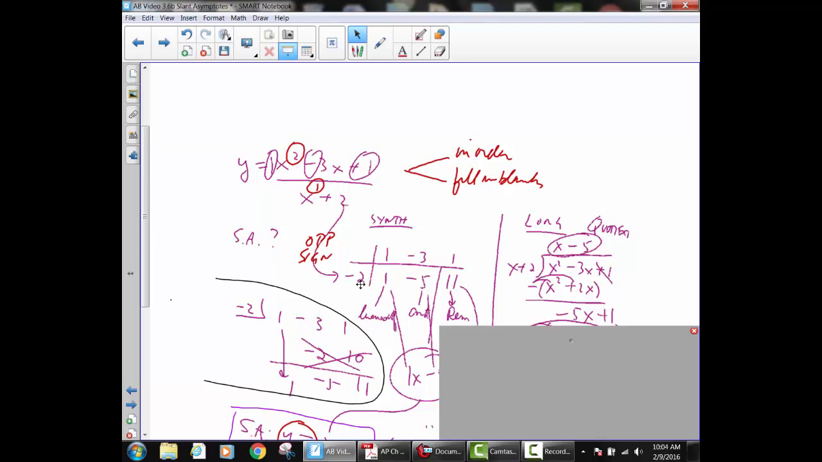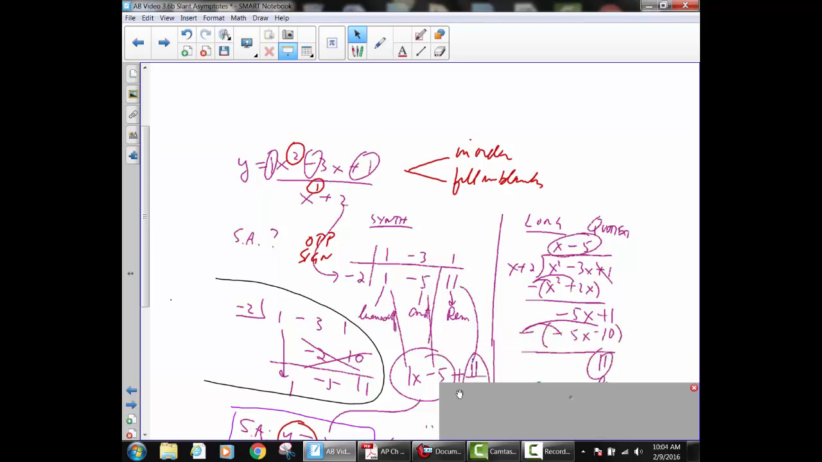The only step I'm not doing in my table right here is this step. I'm multiplying by negative 2 and adding it to negative 3 all in one step. Isn't that amazing? And then I'm multiplying negative 2 by negative 5, holding that number 10 in my head and adding it to 1 to get 11.